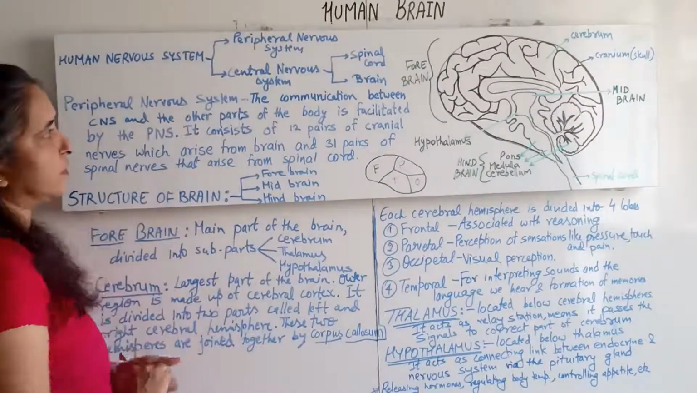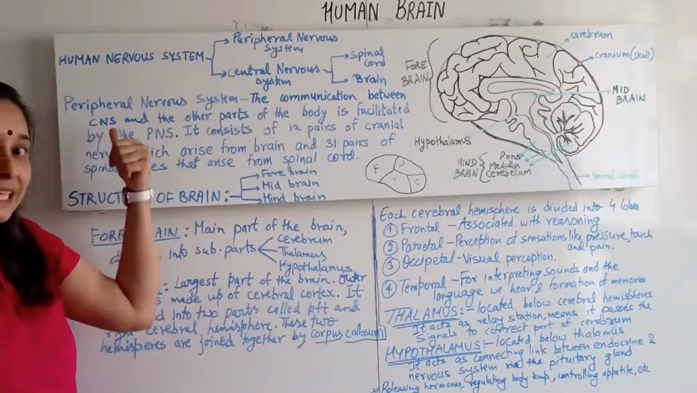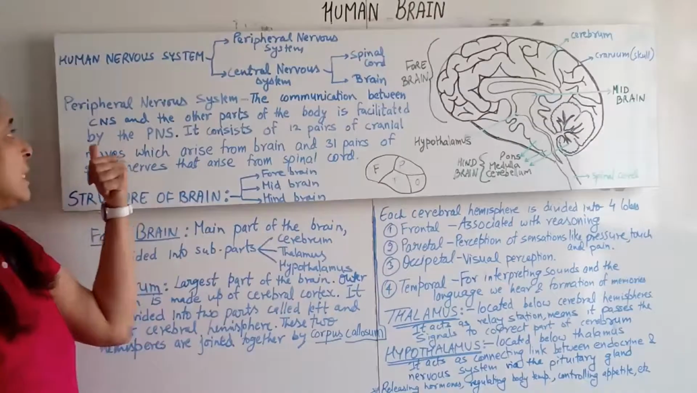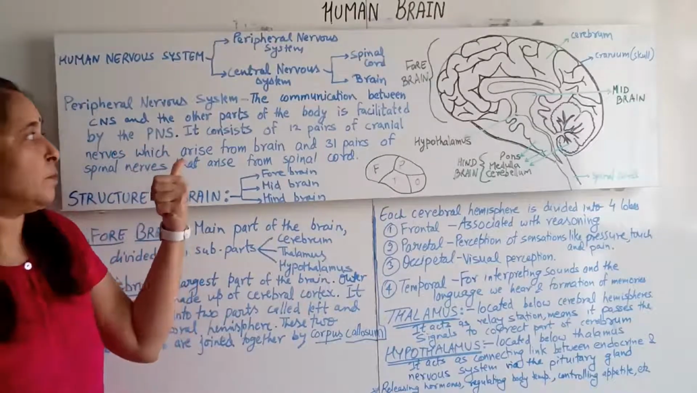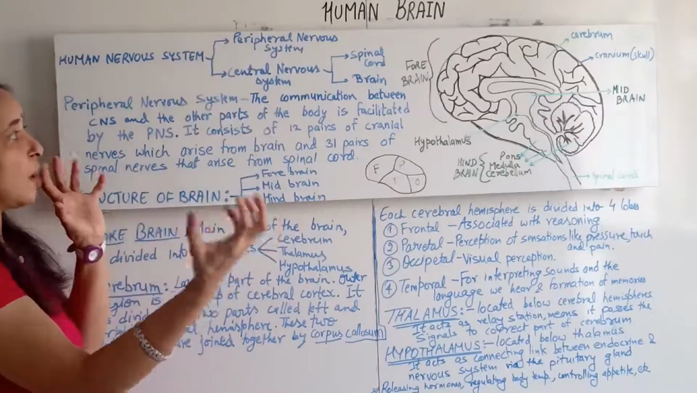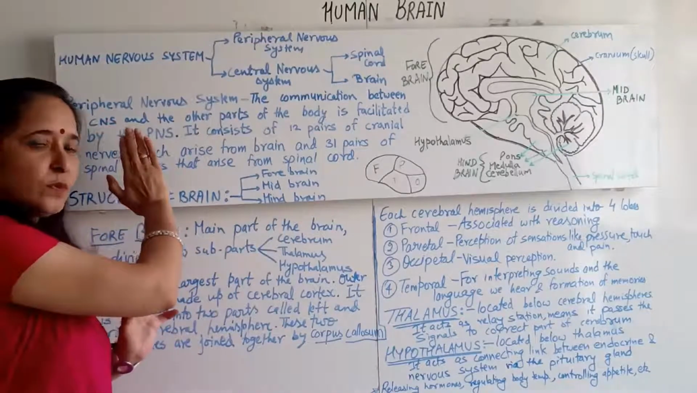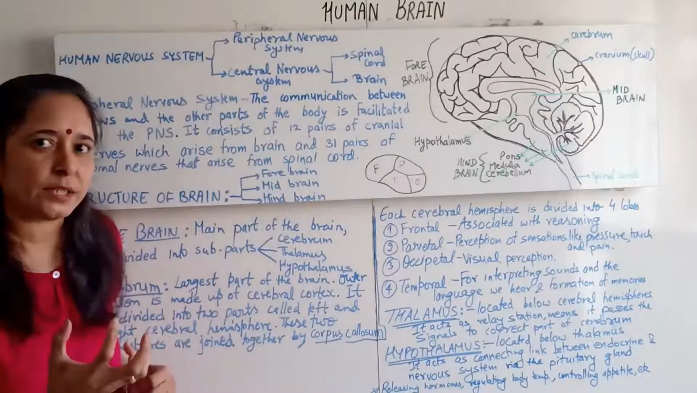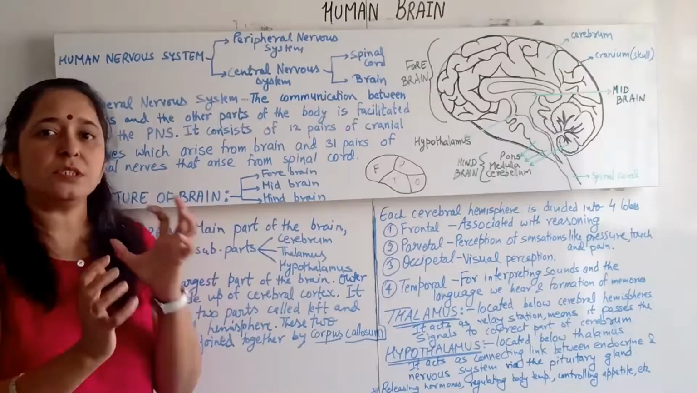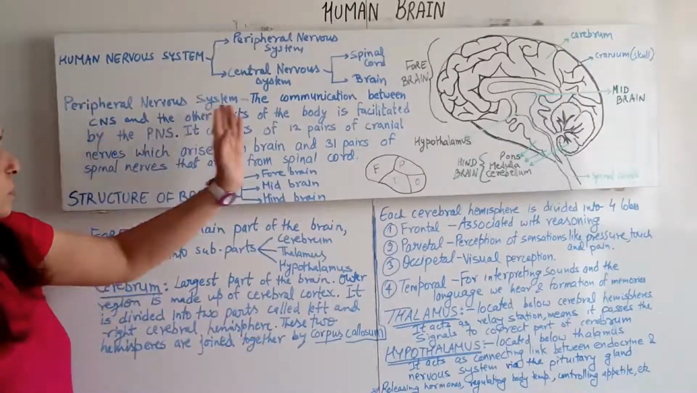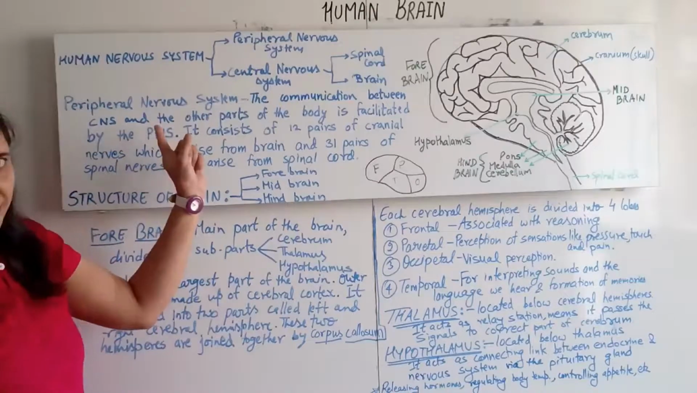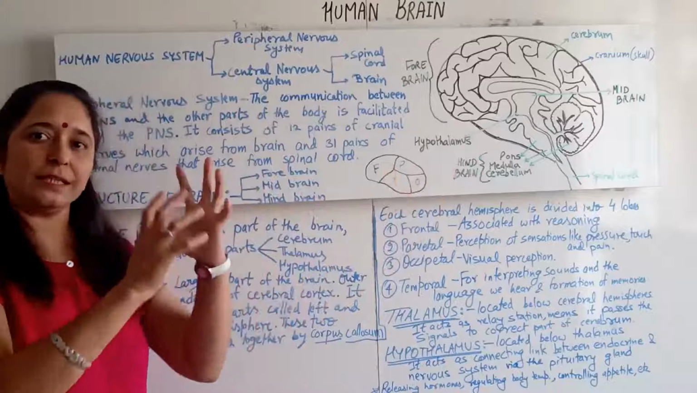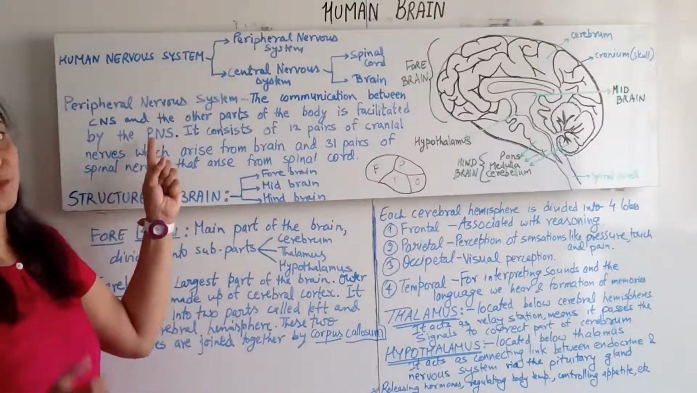So in the peripheral nervous system, the communication between the CNS, that is the central nervous system, and the other parts of the body is facilitated by the PNS. It means the peripheral nervous system communicates between the central nervous system, which consists of the spinal cord and brain, and the other parts of the body, by which our body functions properly. So again, the communication between the CNS and other parts of the body is facilitated by the peripheral nervous system, PNS.